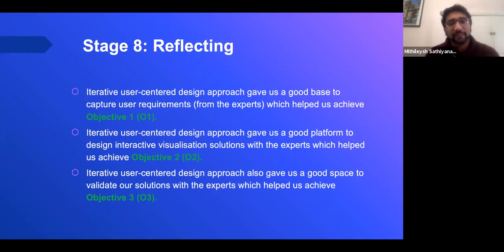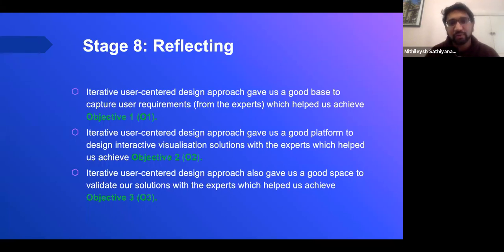And in that aspect, as we defined objective 1, we were able to reconfirm iterative user-centered design, which means we were constantly discussing with the experts, healthcare professionals, industrial stakeholders, and academic professors. So we can confidently say that this iterative user-centered design approach gave us a very good base to capture requirements from the experts, which helped us achieve objective 1.